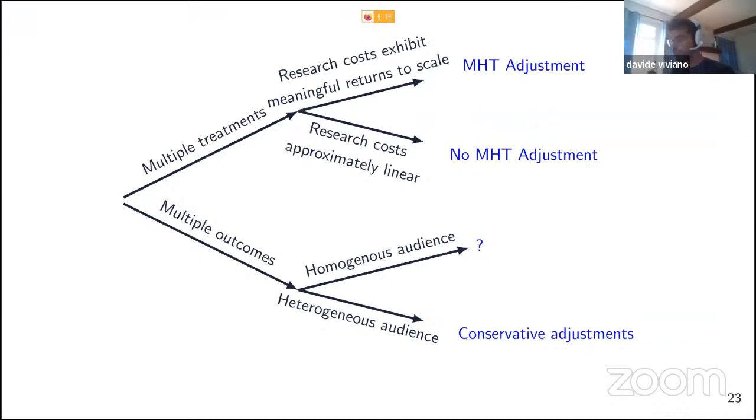So to summarize, in the context of a heterogeneous audience, what turns out is that we can rationalize multiple hypothesis testing adjustment, but in fact, this rationalization can lead to statements which are very conservative. So a natural follow-up question is whether we can be less conservative if we look at a different problem where we have a single policymaker, but the policymaker may care about the different outcomes differently.